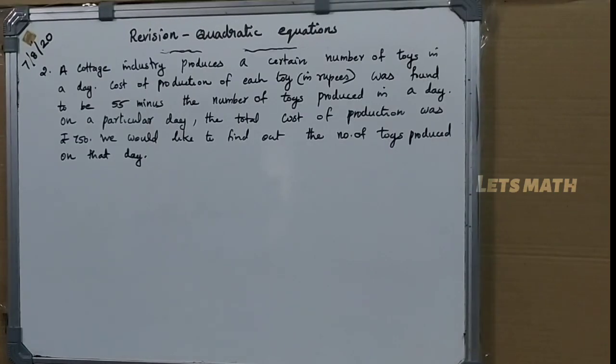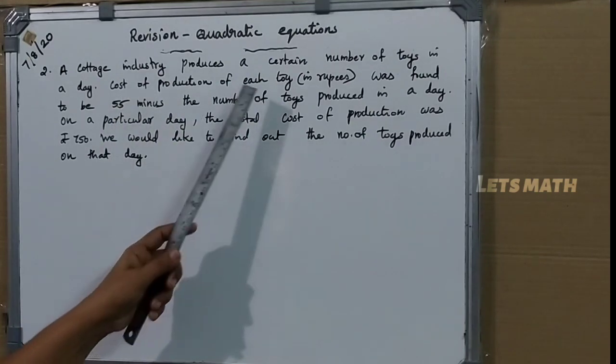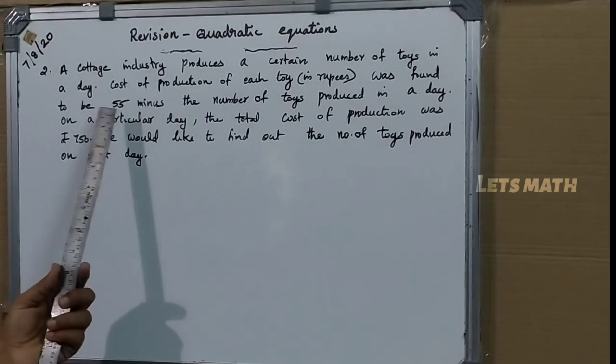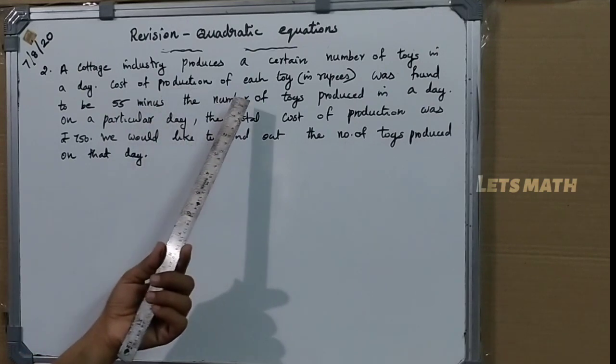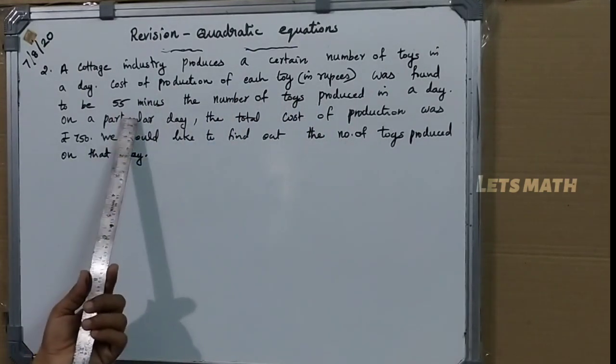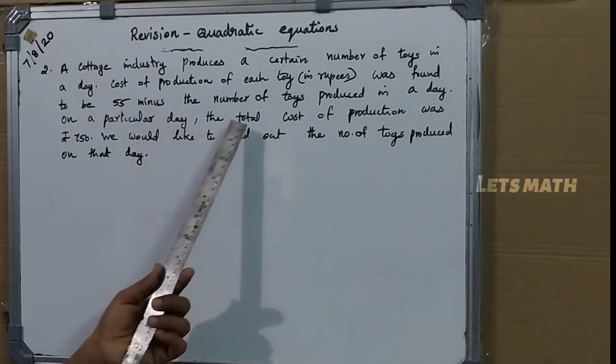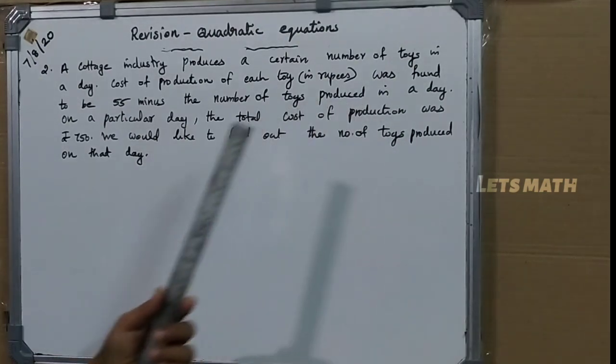I have the second question here. A cottage industry produces a certain number of toys in a day. The cost of production of each toy was found to be 55 minus the number of toys produced in a day.